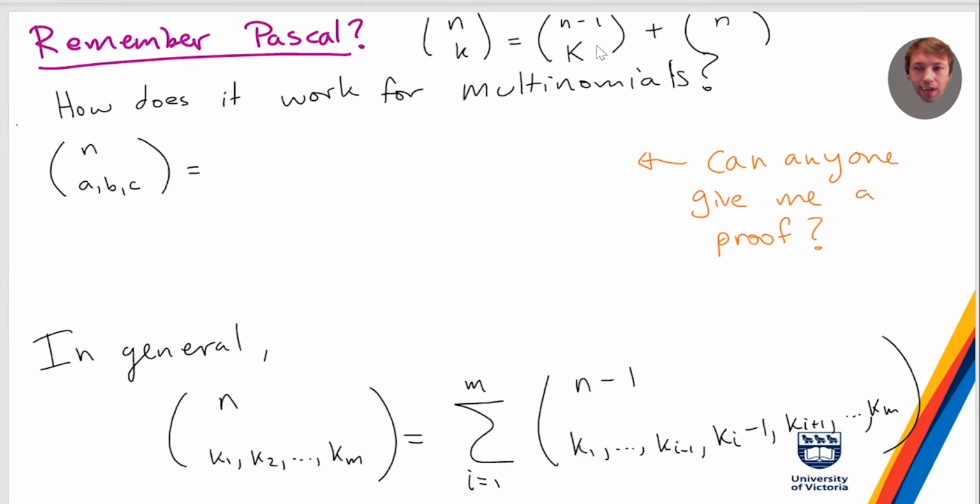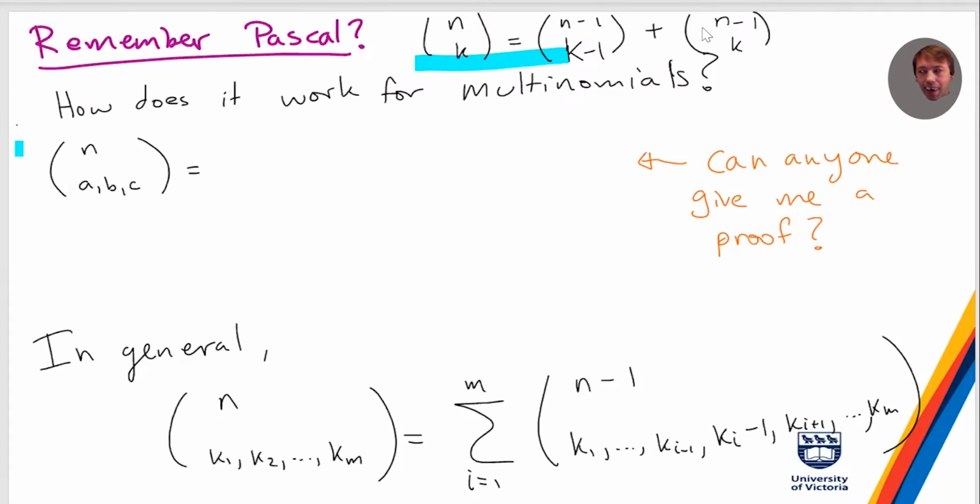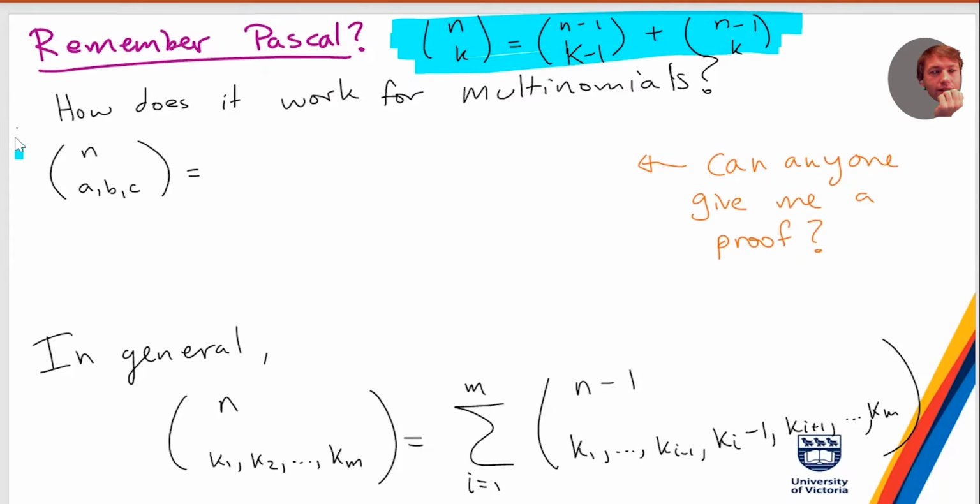So Pascal, remember it says n choose k is n minus 1 choose k minus 1, plus n minus 1 choose k. How does that work for multinomial coefficients? Is there a kind of Pascal for multinomials? And the answer is yes.